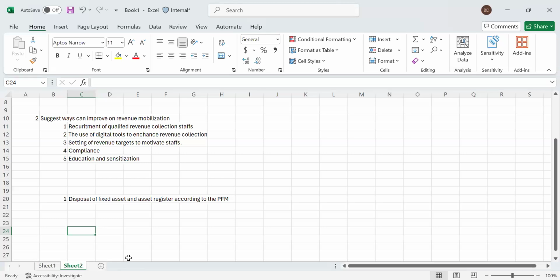And then when it comes to disposal of assets, the Act prescribes a specific procedure which an entity must follow. And then you state the procedure, the ones that I just stated. That's question 1. MCQ theory.